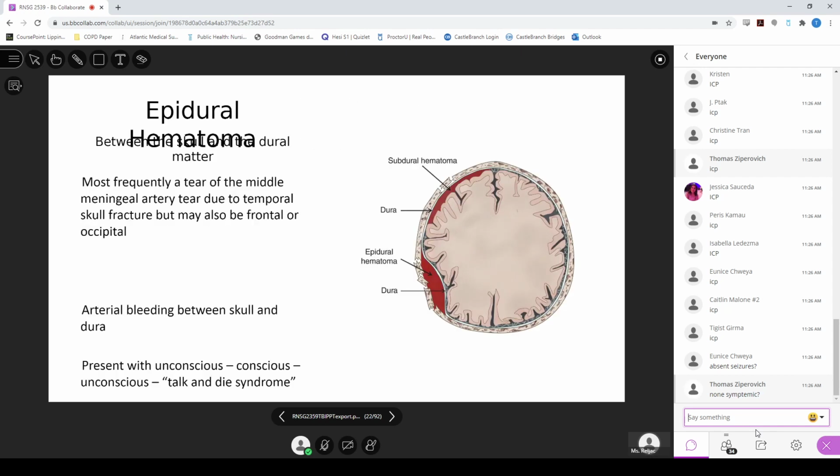And then you have your epidural hematomas. I'm really sorry about this, guys. I will make sure that it's fixed before I send it to you.